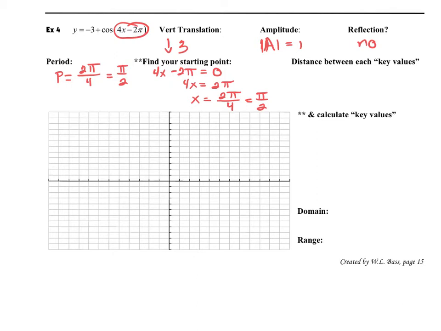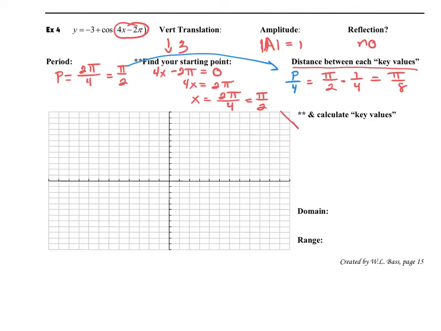Now, the distance between the key values. Again, we're going to take this period and divide that period into 4 pieces. This is what's going to help us figure out how far apart our values are supposed to be. So our period of pi over 2, when we divide by 4, it's easier to multiply that by 1 over 4. Didn't mean to write a pi there on the top, sorry about that. So we're going to multiply this by a 4th. That means that all of our values are going to be pi over 8 apart. That's what's going to help us then figure out what to make our tick mark values.